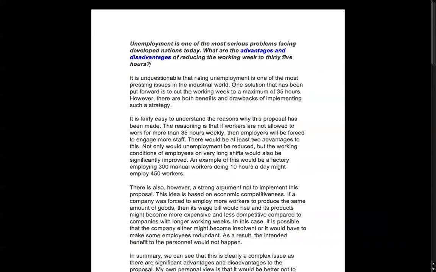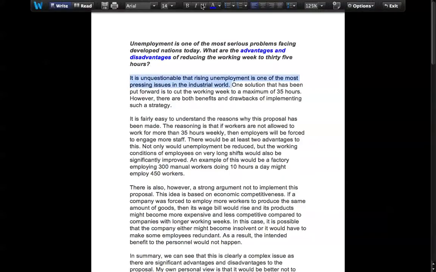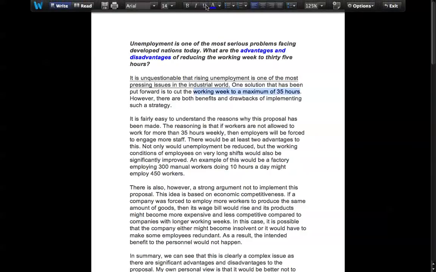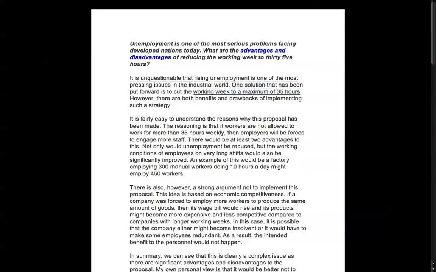It is unquestionable that rising unemployment is one of the most pressing issues in the industrial world. So there is our background information on the topic. One solution that has been put forward is to cut the working week to a maximum of 35 hours. And there we have a direct reference to the question. So not only is the introduction on topic, talking about unemployment, it's very focused and specific about the idea of a 35-hour week.